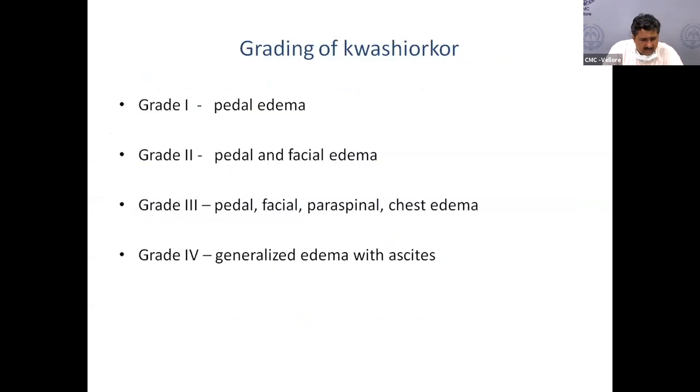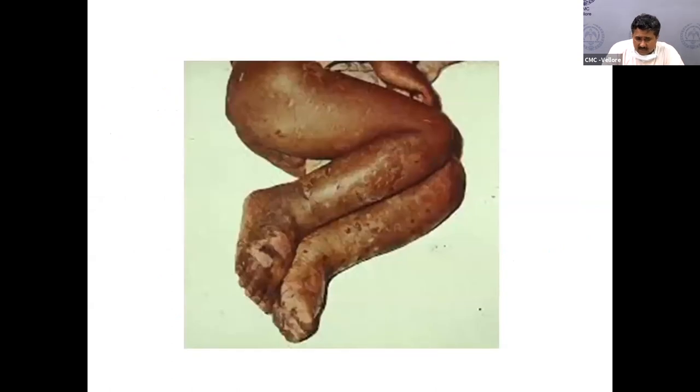According to severity there is grading. Usually, only pedal edema is graded as grade 1, and when severity increases you have ascites, and generalized edema is graded as grade 4. So here you see the typical flaky paint dermatosis, and here you see the crazy pavement dermatosis.